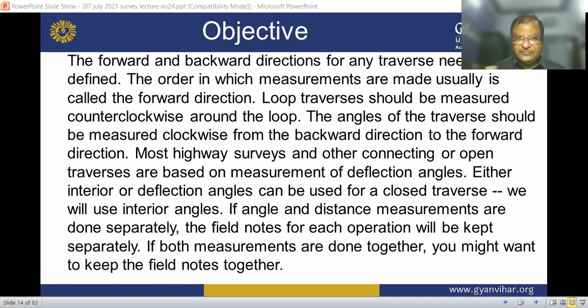The forward and backward direction for any traverse need to be defined. The direction in which measurements are made is usually called the forward direction. A loop traverse should be measured counterclockwise around the loop.